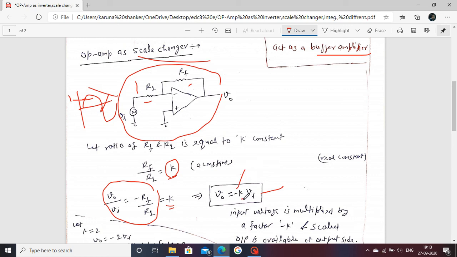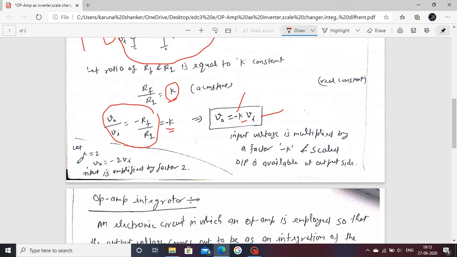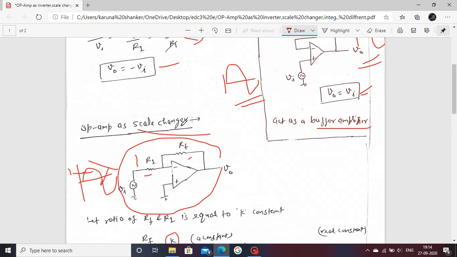Here we focus only on k. K changes the output voltage by this amount. For example, suppose k is equal to 2, meaning 2 times Vi is equal to V naught. The change on the output side is 2 times your input. The negative sign only shows the 180 degree phase difference. This is your scale changer.